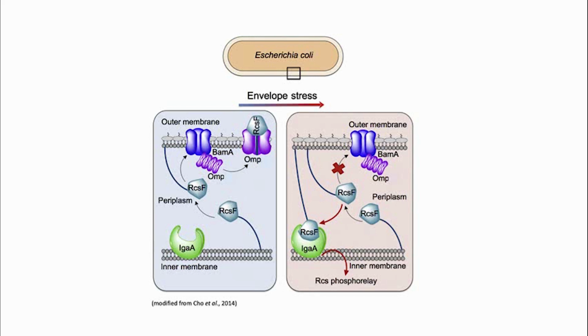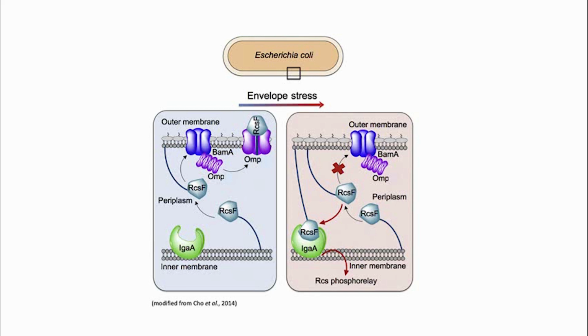In this complex with OMPs, RcsF will be partially surface exposed and it will be occluded from IgaA, the repressor of the RCS system. Therefore, under non-stress conditions, the RCS phosphorelay remains shut down.